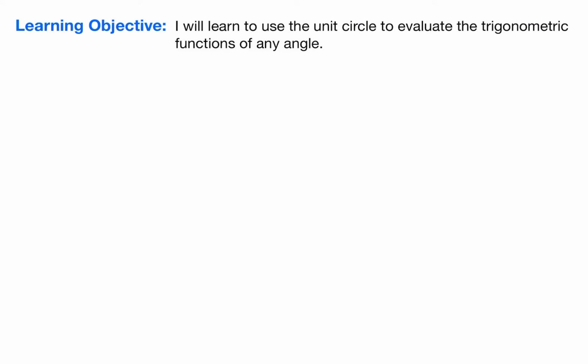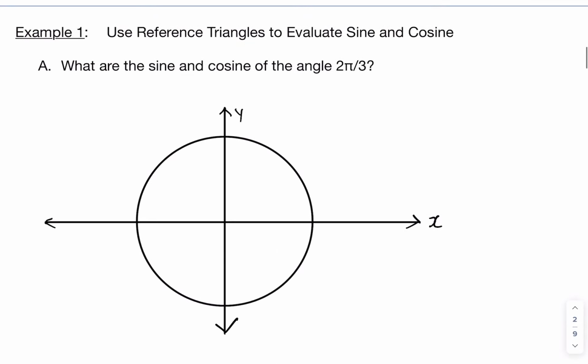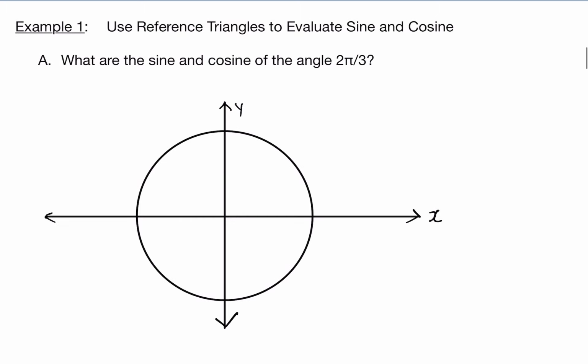Okay, class, in this lesson, we are going to learn to use the unit circle to evaluate the trigonometric functions of any angle. Okay, so let's go ahead and get started with the first example. So here we're going to use the reference triangles to evaluate the sine and cosine of a particular angle. Okay, so the question here is, what are the sine and cosine of the angle 2 pi over 3, or 2/3 pi? Okay, so the first thing we want to do is to identify where 2 pi over 3 is.